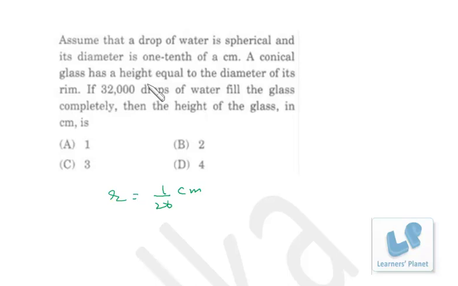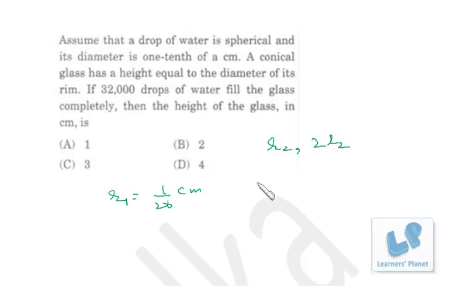Now a conical glass has height equal to diameter of its rim, right? So height is equal to diameter. So I assume the radius of this cone to be r. Suppose this is r1, I take the radius as r2. So the radius of this cone is r2 and height will be equal to diameter, so height will be 2r2. Okay, now what is happening? This conical glass, if 32,000 drops of water fill the glass completely, then the height of the glass.